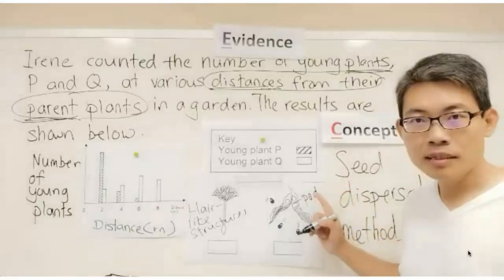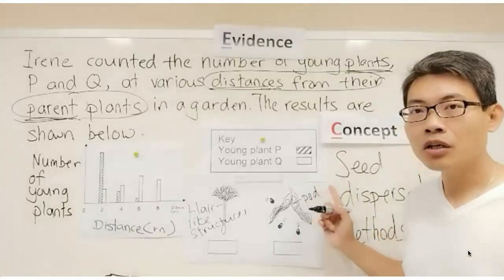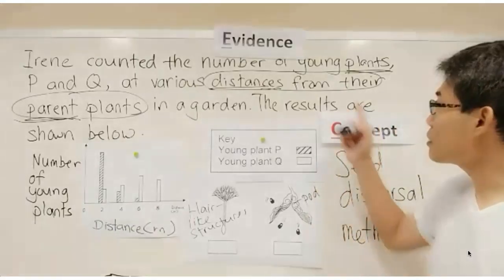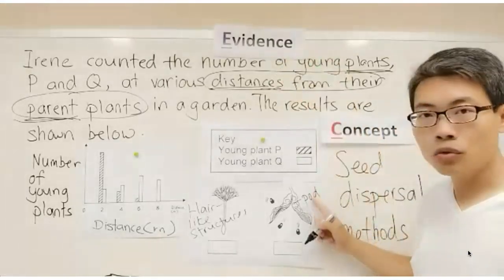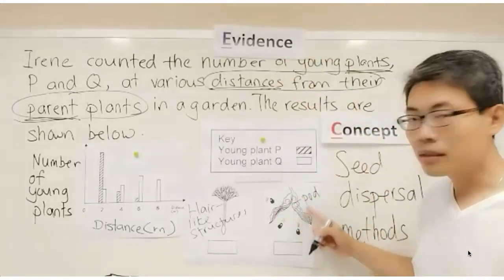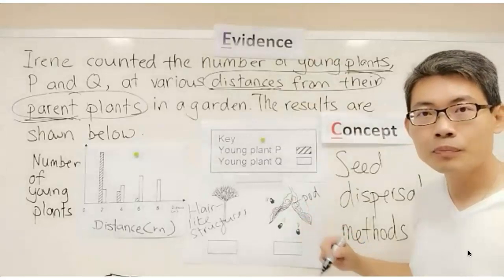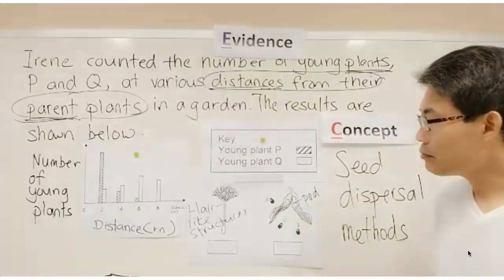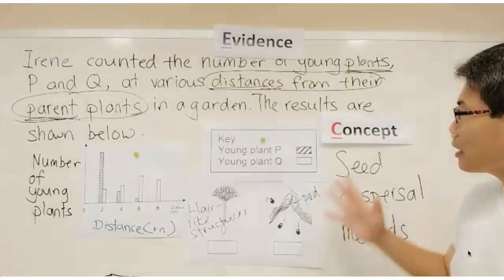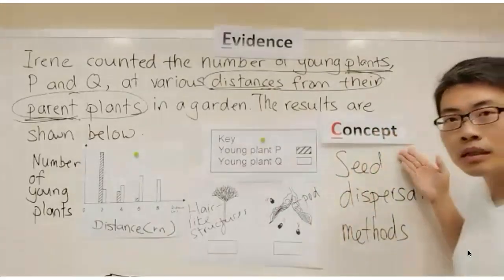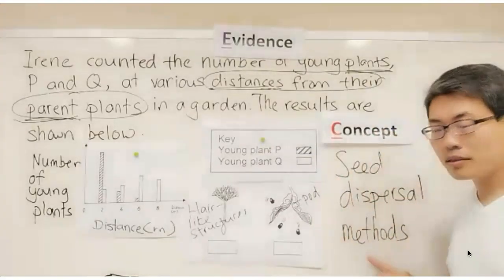And whenever you see a seed pod, that is a clear clue. Remember, evidences is about clues. This is a clue that this fruit disperses the seeds via explosive action. So now, I'm quite certain that the concept here is about seed dispersal methods.